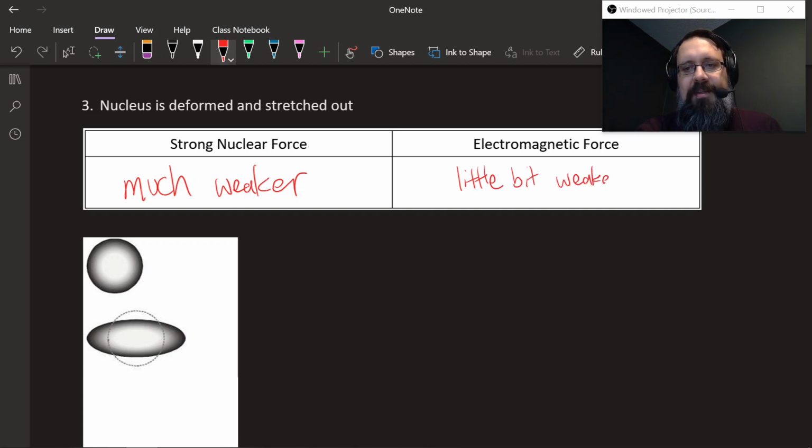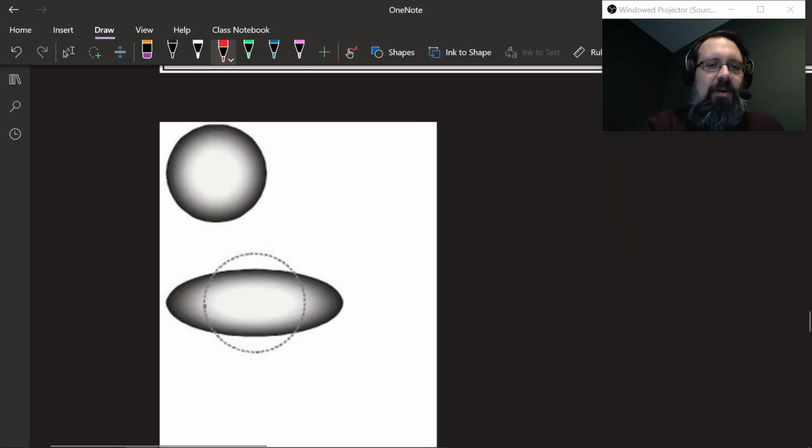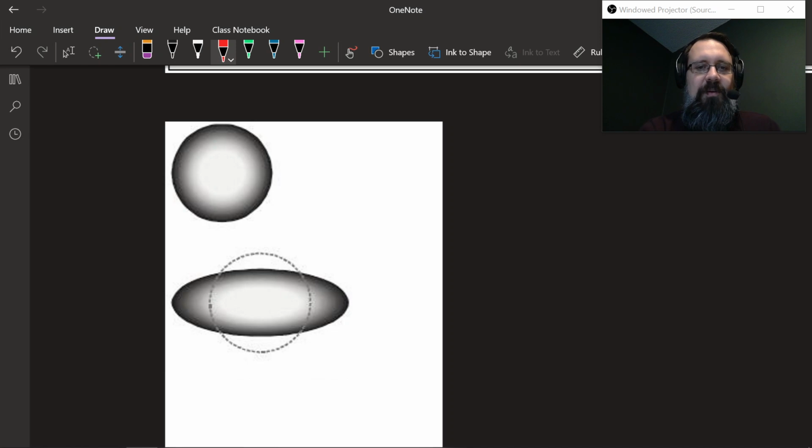The electromagnetic force gets weaker with distance, just like gravity, 1 over r squared, inverse square law. But it has an infinite range. So the electromagnetic force can go forever, but the nuclear force can't. The nuclear force gets cut off after 3 femtometers. And so if we go too far, the nuclear force will no longer be able to pull these parts in. But these parts will still be repelling each other.